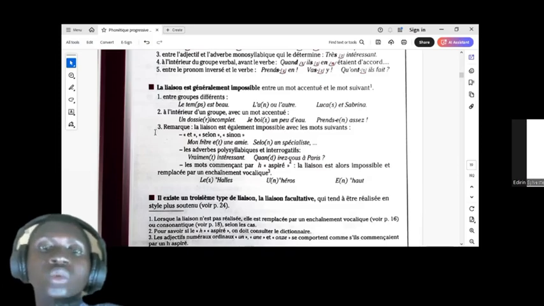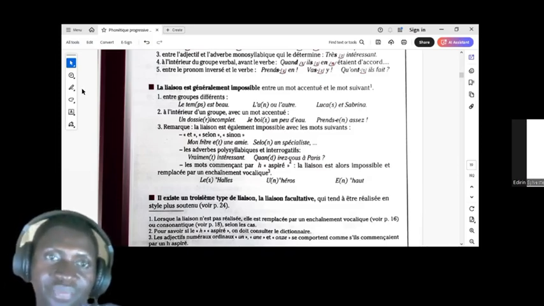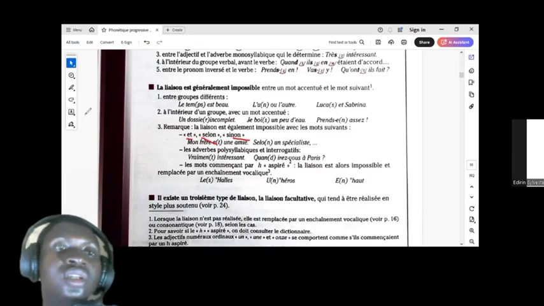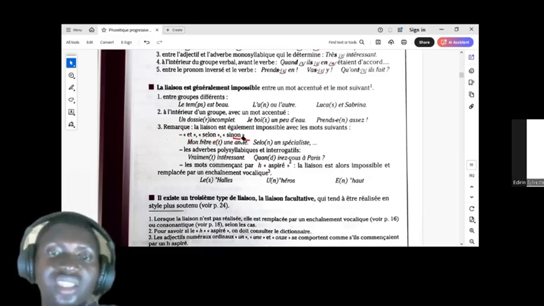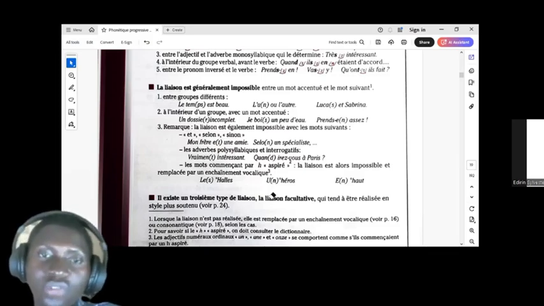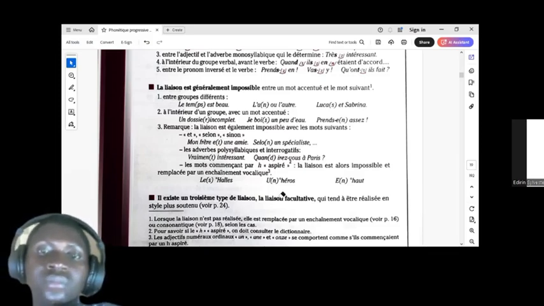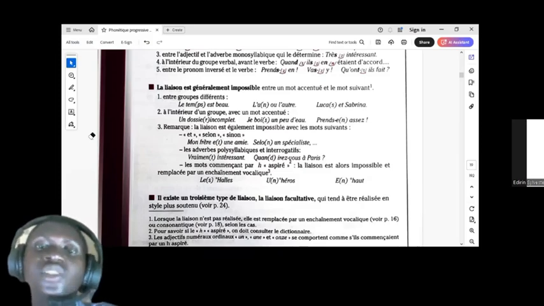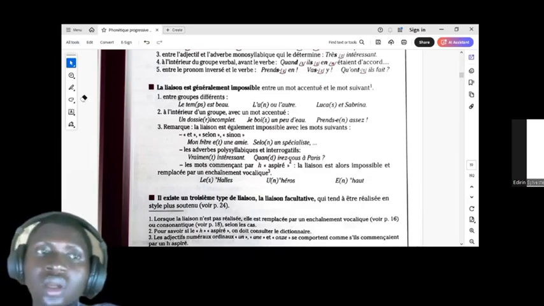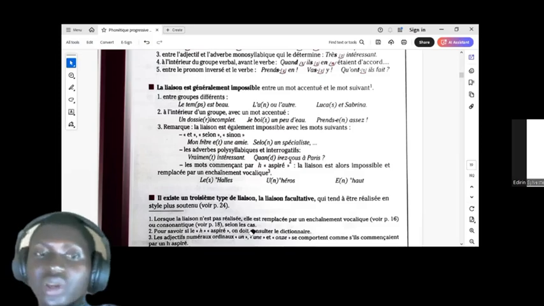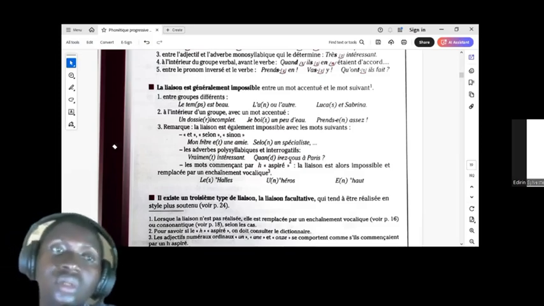Now we are using words like à, selon, and sinon. There is no liaison in that regard. For example, mon frère est un ami. You cannot make the liaison there. No, it's mon frère est une amie. Selon un spécialiste. You cannot make the liaison. No, selon un spécialiste. Now, for polysyllabic adverbs and interrogatives, you cannot have liaison there as well.